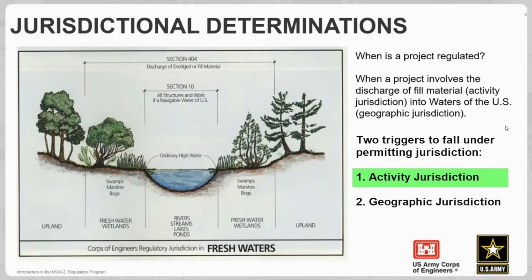Two things need to occur for a project to be regulated by the Corps. We need activity jurisdiction, which is a discharge of fill material in this case. We need geographic jurisdiction. So this would be the waters of the U.S. If you're discharging fill material into uplands, you may have triggered the activity jurisdiction, but we don't have geographic jurisdiction, that is, in uplands. So a permit is not required for something like that.